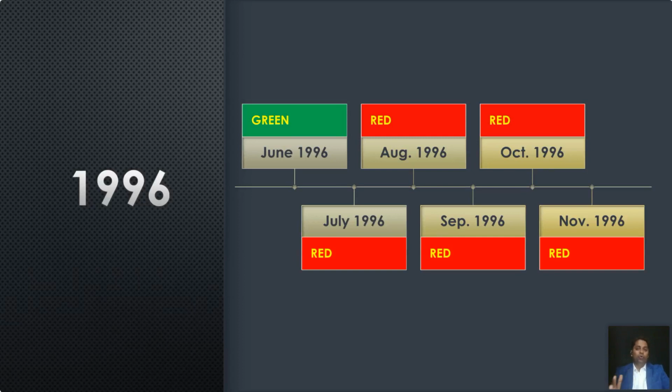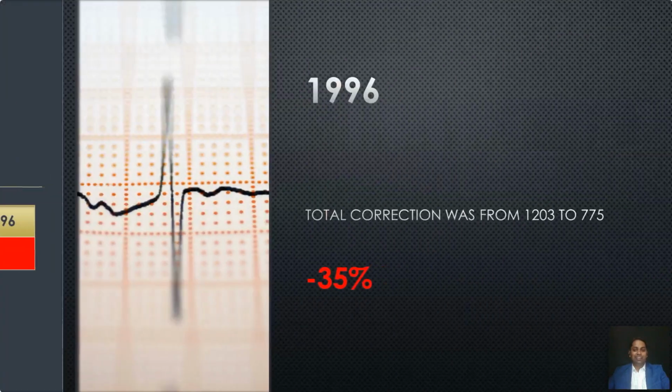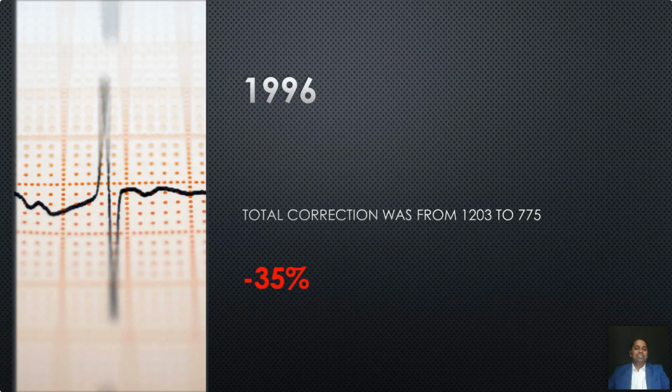Do you know what happened in those 5 months of correction? How much did the Nifty correct? The data point is in front of you. The Nifty from the June highs, which was around 1200 levels, corrected to as much as 775 by the end of the 5th month, which means a staggering correction of 35% on the Nifty. This was in the year 1996.